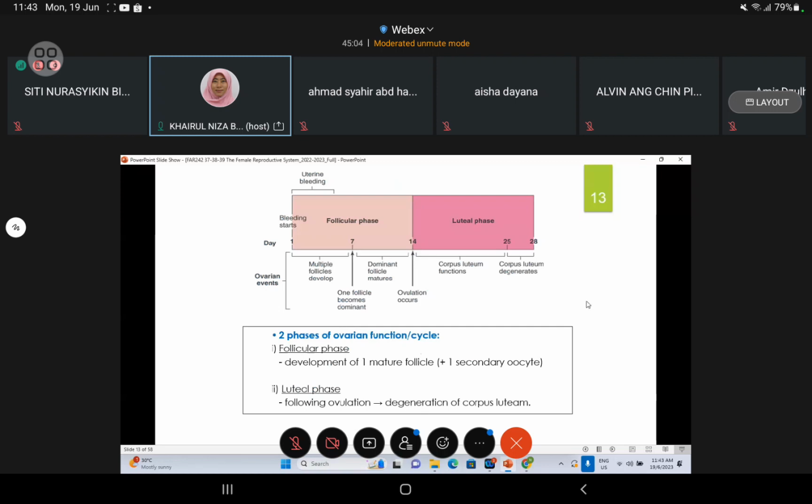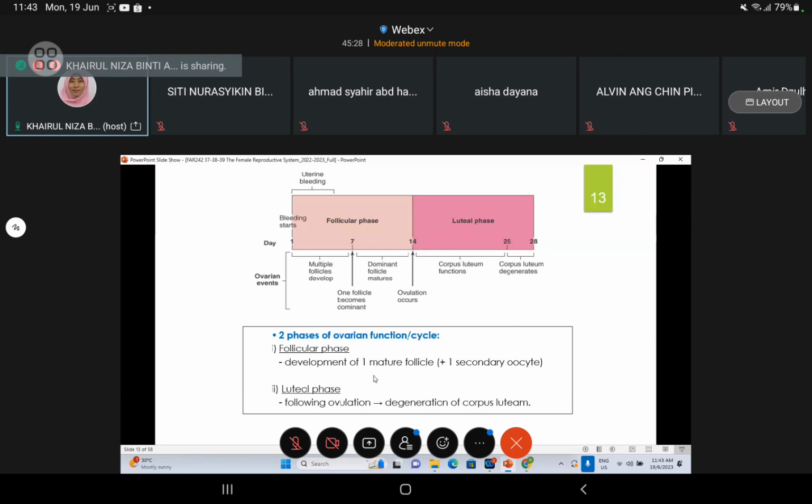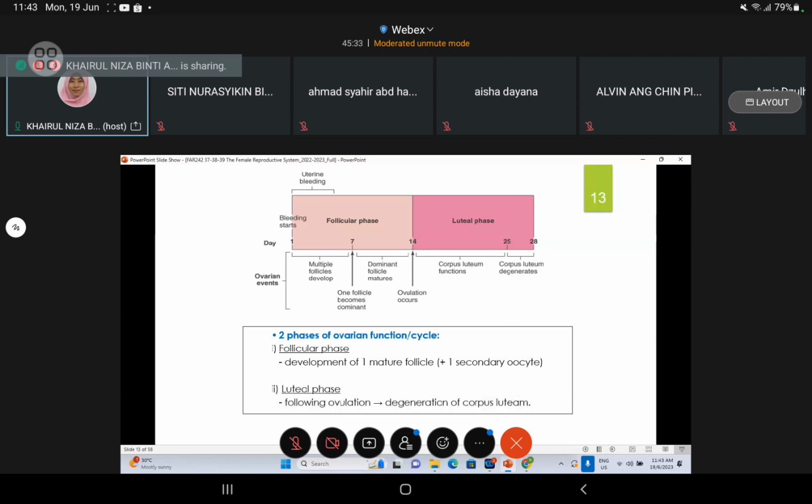So what is the ovarian cycle? Okay, there are two phases to the ovarian cycle. One being the follicular phase, second being the luteal phase. And I think from the name, you know why that is so. Because during the follicular phase, we have the development of one mature follicle plus one secondary oocyte within each follicle.